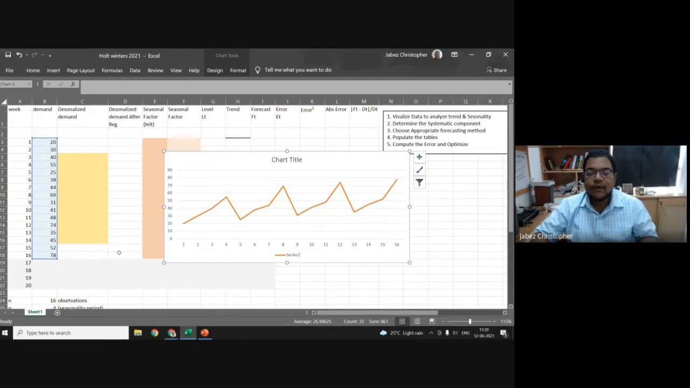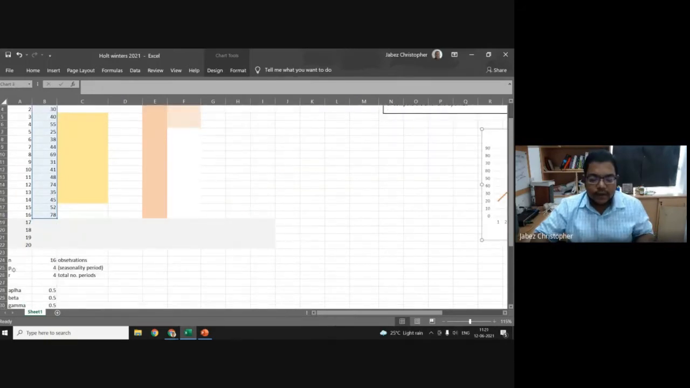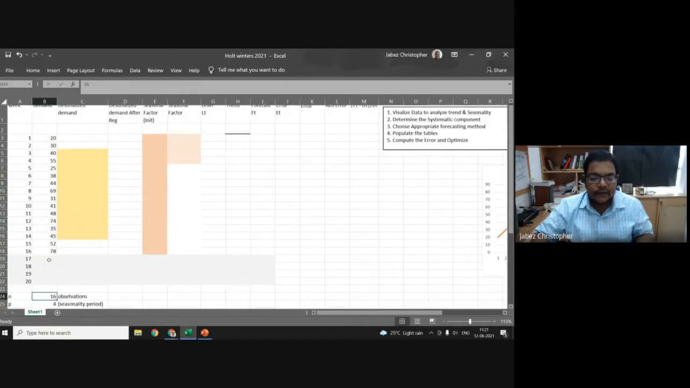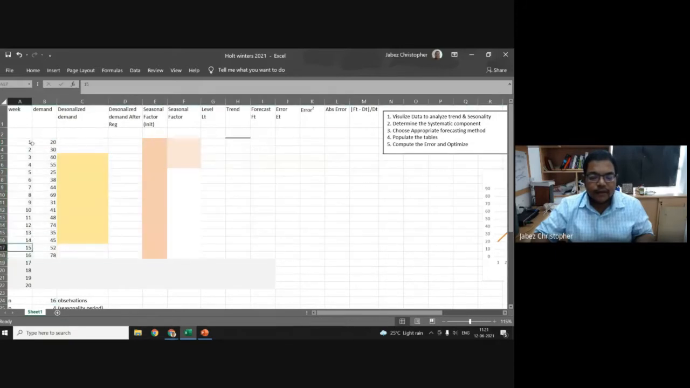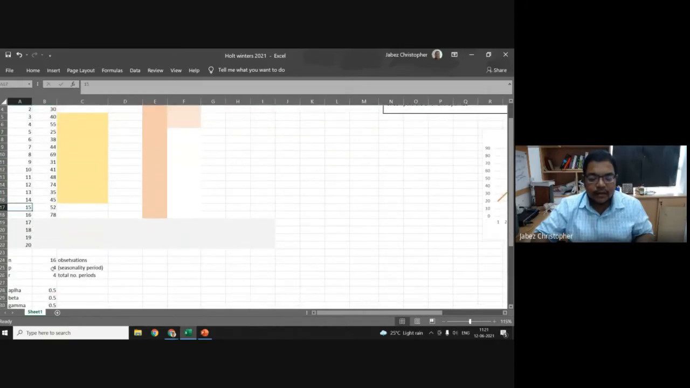And I'll show you how the Holt-Winters method of smoothing is used for forecasting, right? I'll show you how the different parameters are used, and so on. So that's what I've entered over here. The seasonality period is equal to 4, and the number of observations I have is 16. The number of values I have over here is 16. That is why n is 16, and the total number of periods will be n by 4.